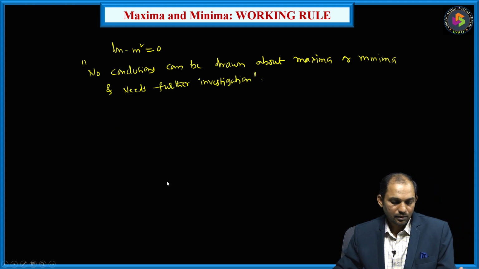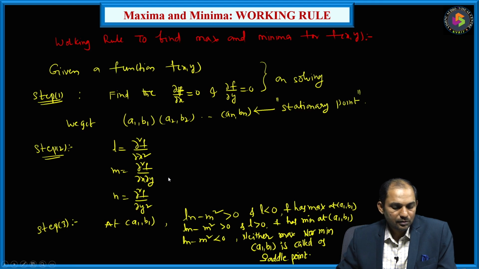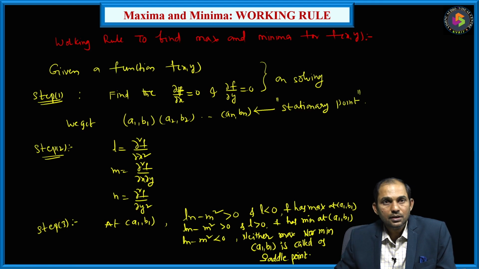So, therefore, it is a 3-step process. In step 1, we have to compute the stationary points. In step 2, we have to check the sign of ln minus m square at each and every stationary point. For instance, at a1, b1, if you compute ln minus m square as greater than 0 and L as less than 0, then f admits maximum at the stationary point a1 comma b1, and if ln minus m square is greater than 0 and L is also greater than 0, f admits minimum at the point a1 comma b1.